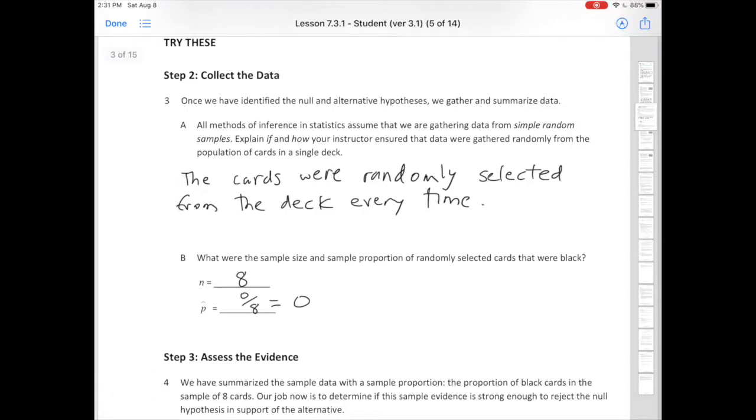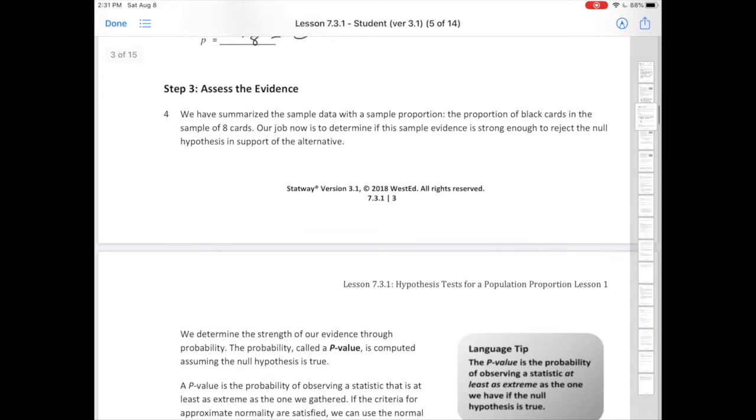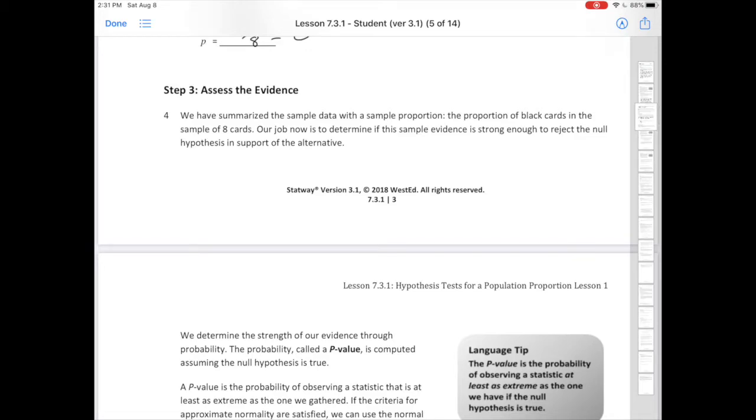Okay, let's keep going here. Step 3, assess the evidence. We have summarized the sample data with a sample proportion, the proportion of black cards in the sample of 8 cards. Our job now is to determine if this sample evidence is strong enough to reject the null hypothesis in support of the alternative.